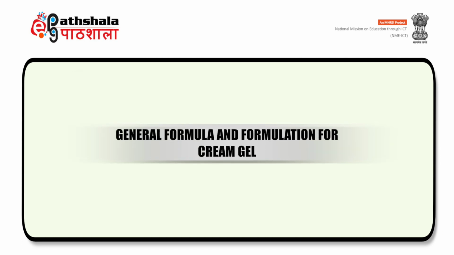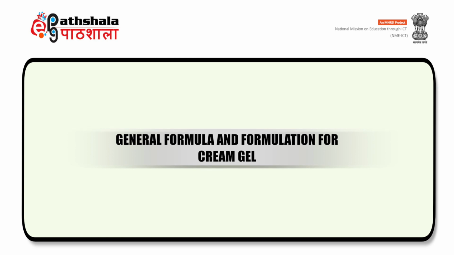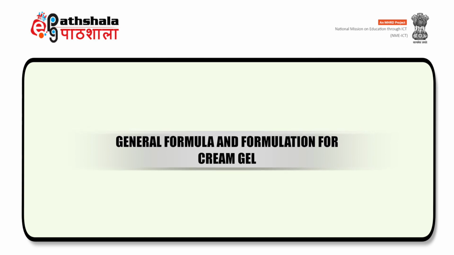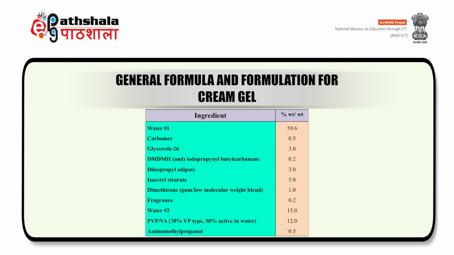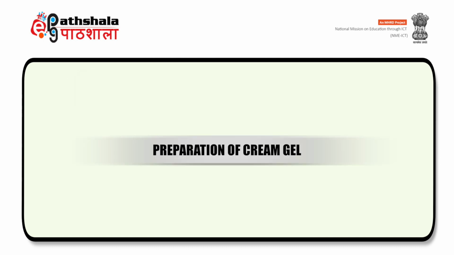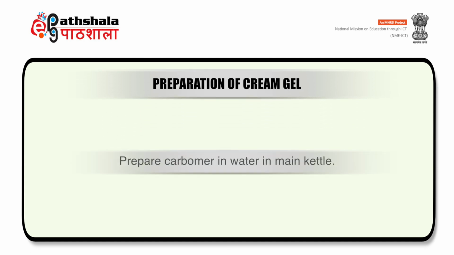Students, now we discuss about the general formula and formulation of cream gel. This formulation contains water, carbomer, glycerate, DMDMH, diisopropyl adipate, isocetyl stearate, dimethicone, fragrance, etc. The formulation is performed in different steps. First, prepare carbomer in water in the main kettle. Add other components; esters and silicone will float on top.